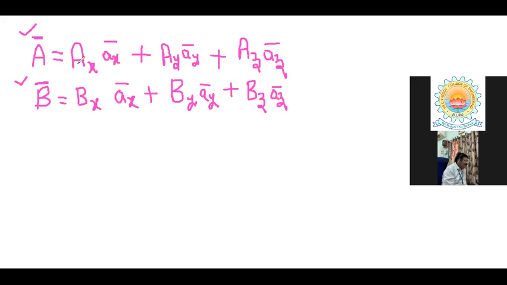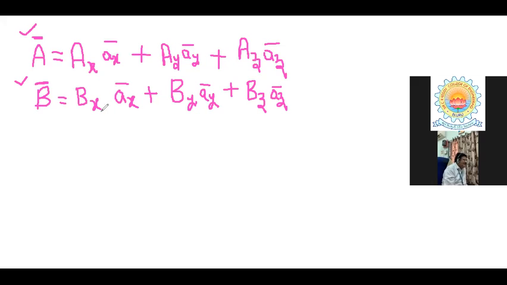Okay, so A bar is taken as Ax ax bar plus Ay ay bar plus Az az bar, where ax bar, ay bar, az bar, the small ones, are the unit vectors along the x direction, y direction, z direction. Nothing but they are the directions of the three coordinate axes, x, y, and z. So any vector can generally be represented in terms of the components along the coordinate axes, multiplied by the corresponding unit vectors. So this is the representation of a vector.